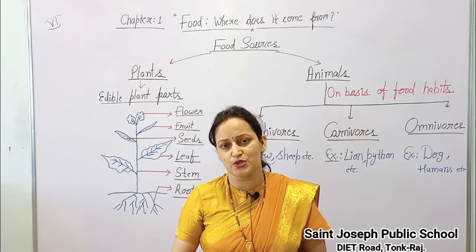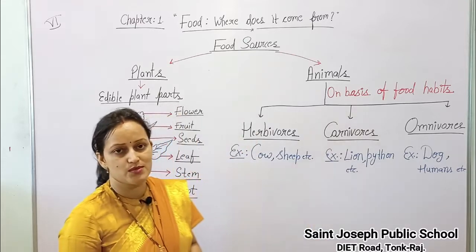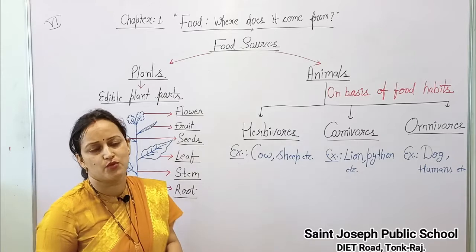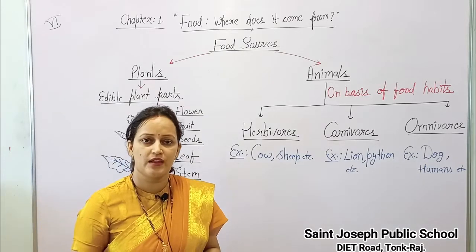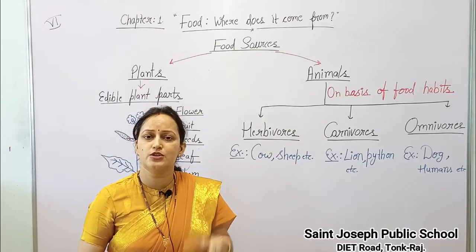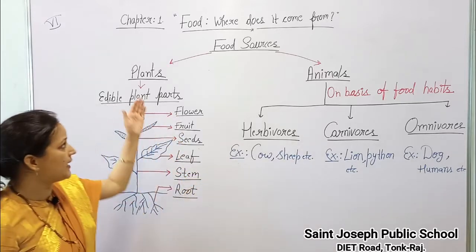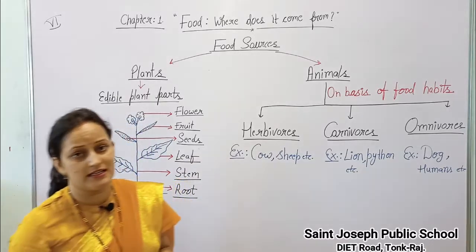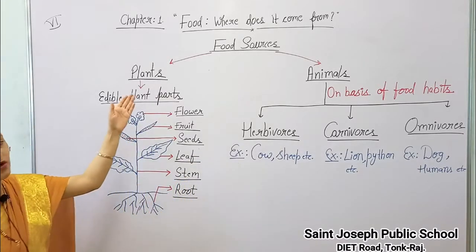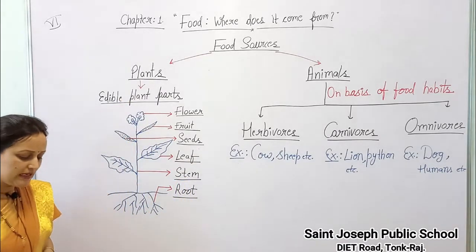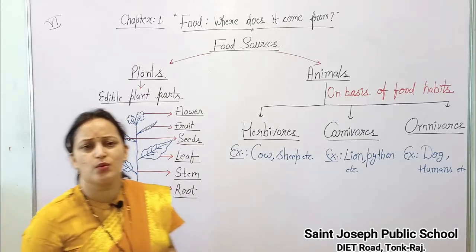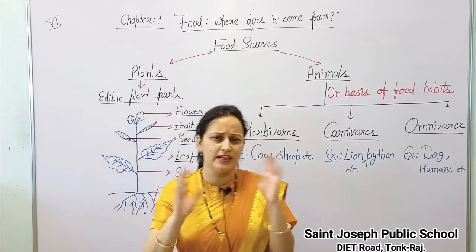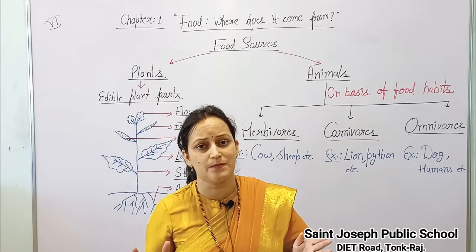In today's video, children, we are going to study the different sources of the food items which we eat. Basically, there are two food sources, plant sources and animal sources. Let's study in detail the plant sources of food. Do you believe, students, that there is only one part of a plant which can be eaten, or are there various parts of plants which can be eaten?